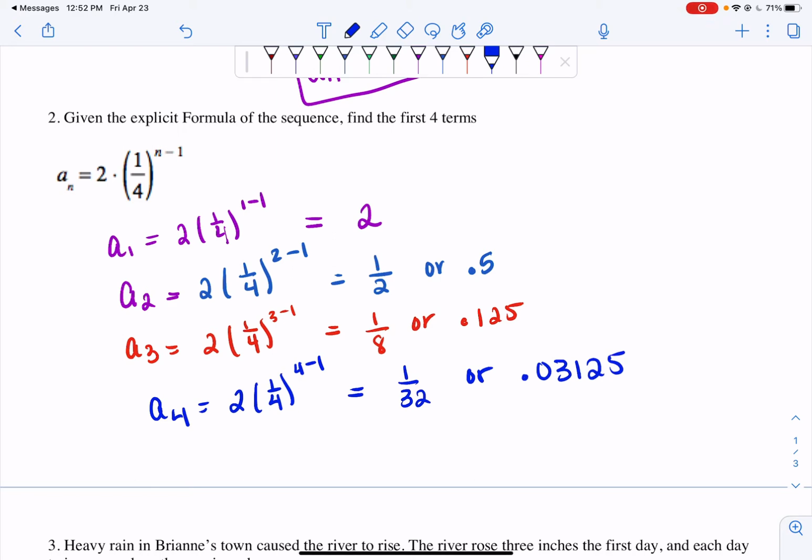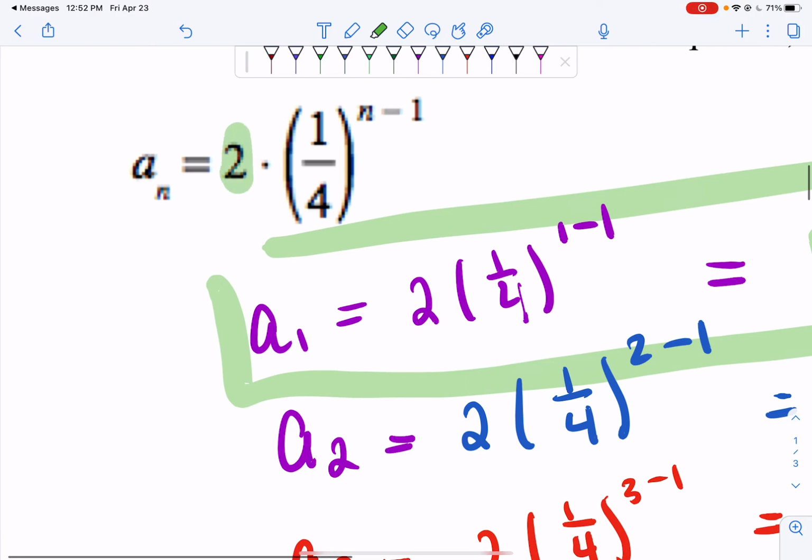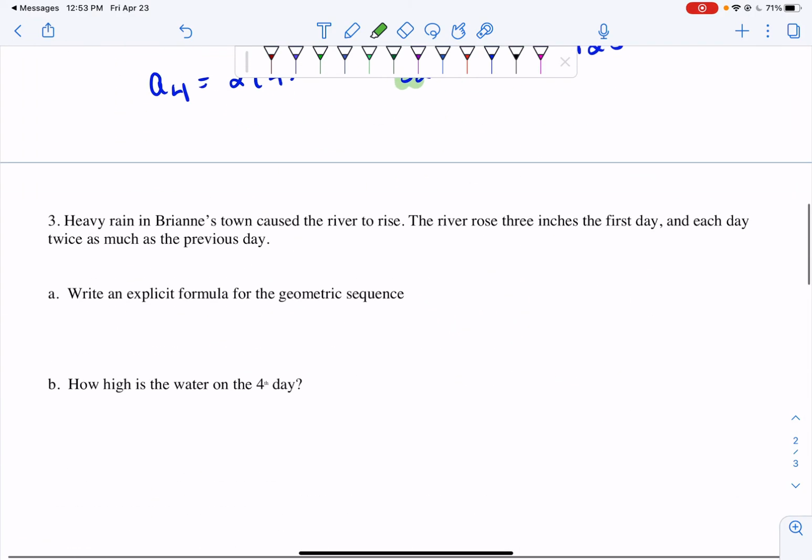And those would be your terms. I would just highlight those to say they're your final answer. I have 2, 1/2, 1/8, 1/32. Also, I didn't need to do all this work for a sub 1 because we know that our first term is 2 just by looking at it.